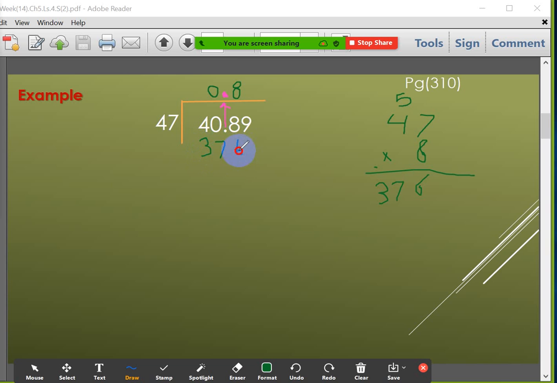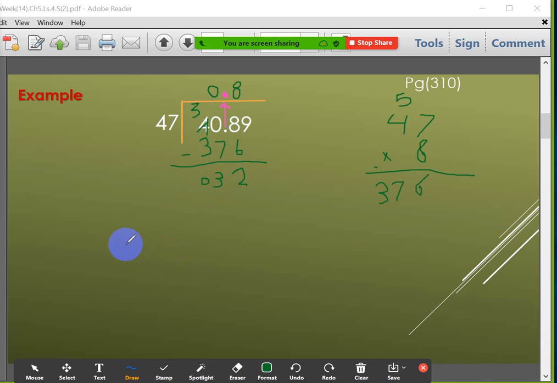76, and I have to subtract. Now 8 minus 6 equals 2. 0 minus 7, I have to borrow here from the 4, so it will be 3, and 0 will be 10. Now 10 minus 7 equals 3, and 3 minus 3 equals 0. So the number is 32.